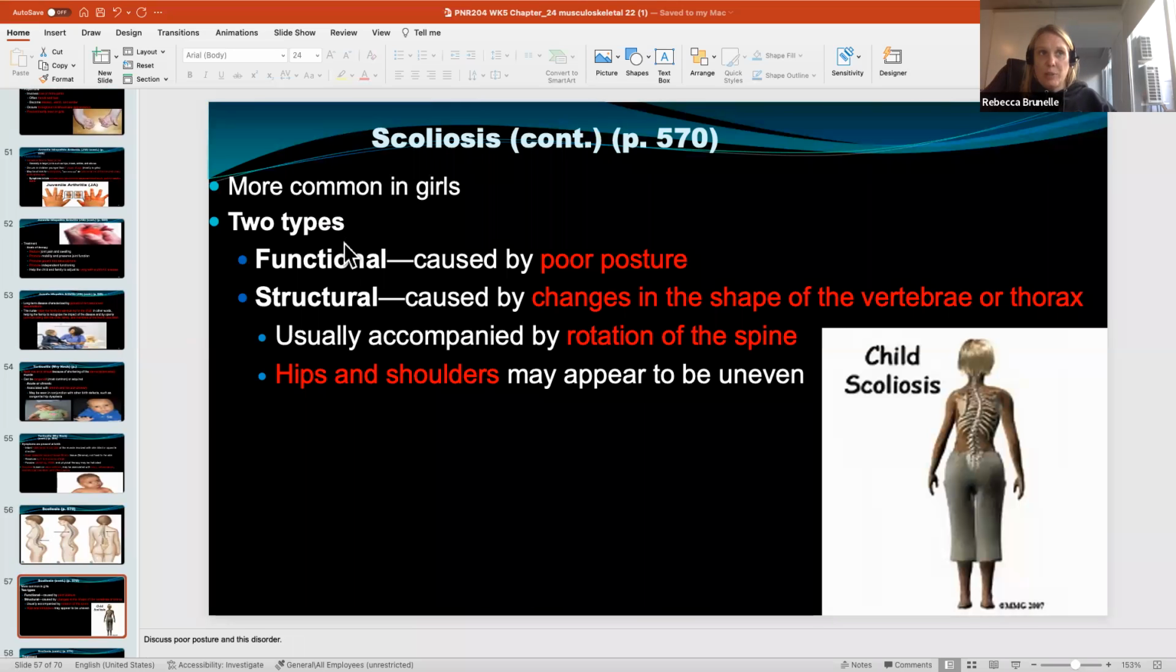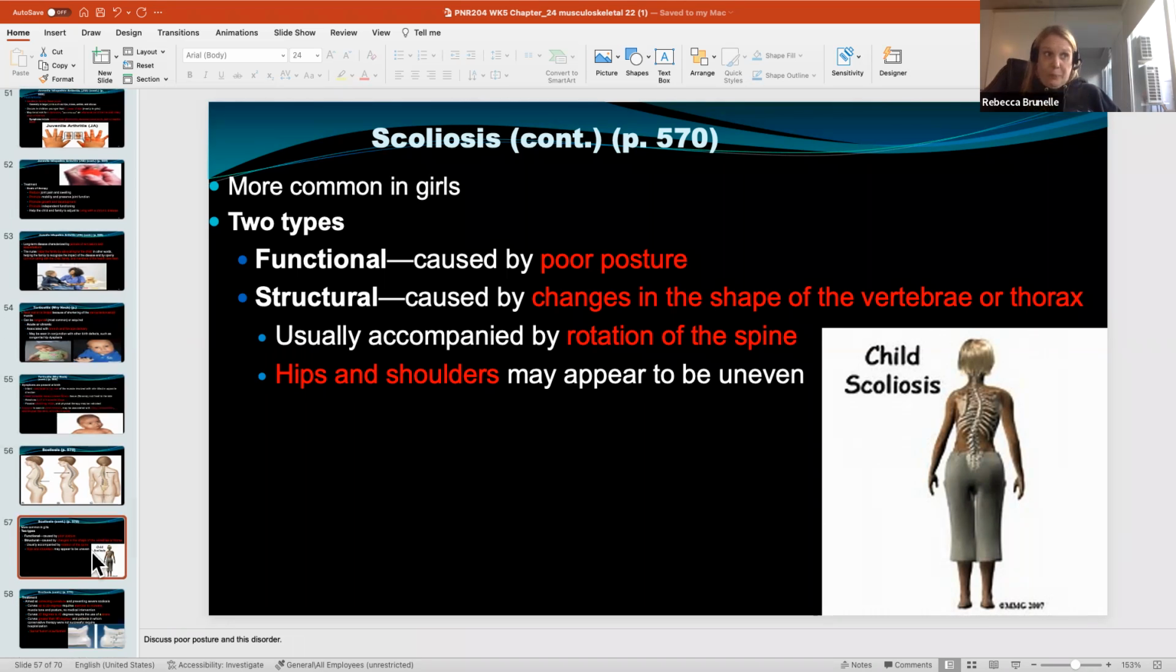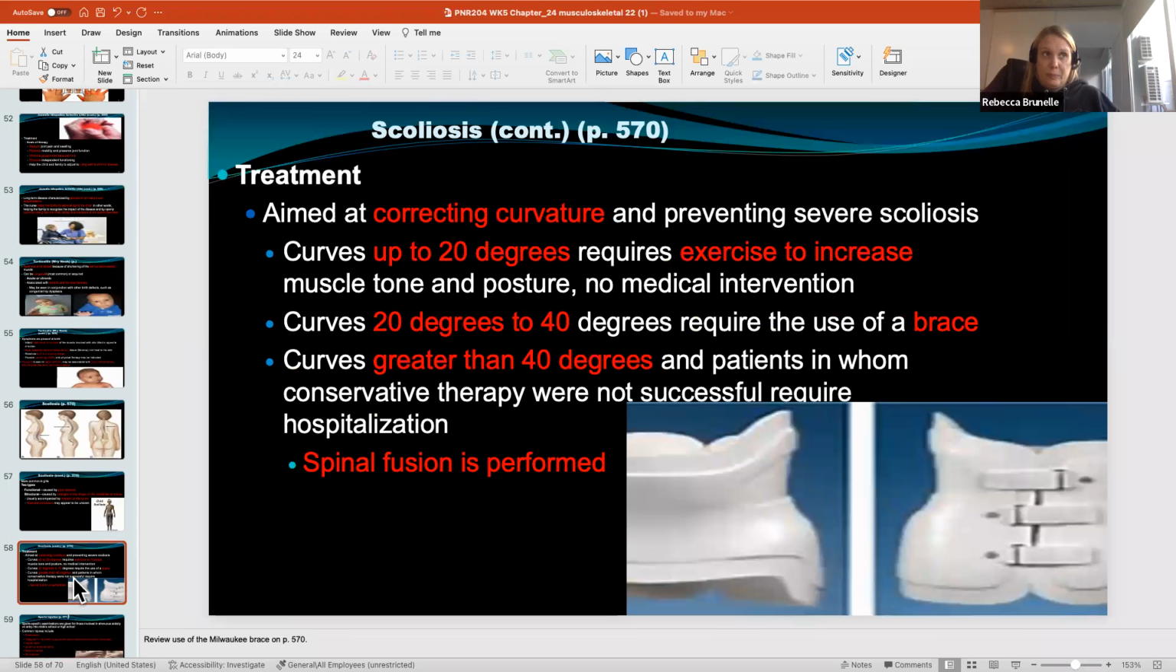So there are 2 types. Functional is just caused by bad posture, and structural is caused by a problem in their vertebrae or their thorax. Sometimes, in this picture, you can see it can also cause problems in their hips and their shoulders. If it's just caused by bad posture, you can do some corrective measures in terms of the posture.